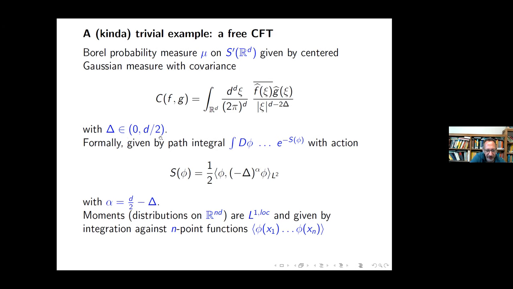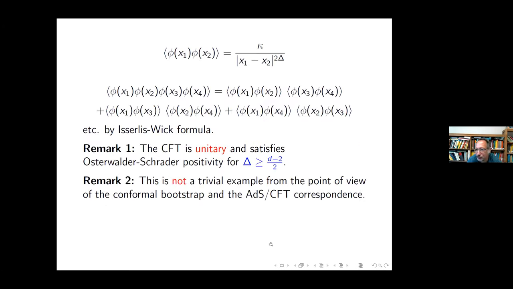And I will only talk about this particular range for delta, because it tells me that this is locally integrable in momentum space, and the correlation functions are also locally integrable. The moments, which normally are distributions on n copies of R^d and typically are singular when you have coinciding points, are actually L^1_loc, and given by integrating honest functions on the complement of the diagonal. In this case it is what we know. The two-point function is some constant kappa over the distance to the power 2 delta. The four-point function is given by summing over pairings, and of course higher correlations are also given by summing over pairings. So, the so-called Isserlis-Wick formula.